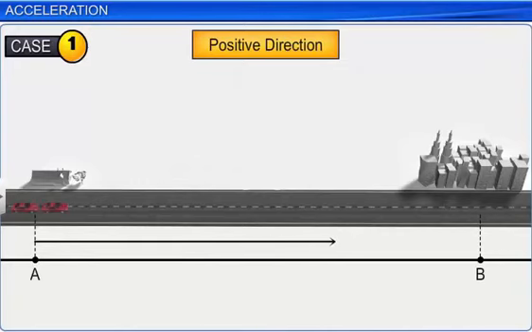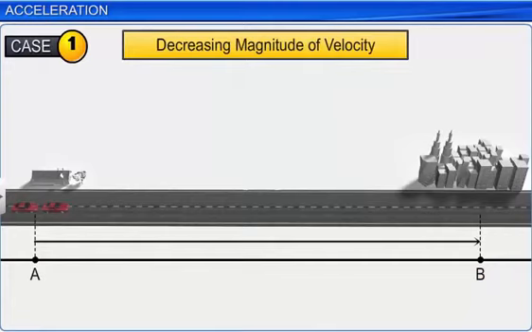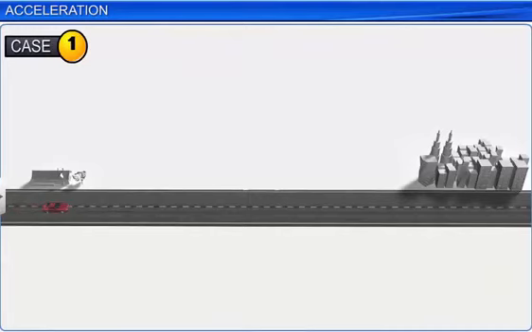Now coming to case 2, if the object is moving along negative direction, that is from B to A, but with increasing magnitude of velocity.